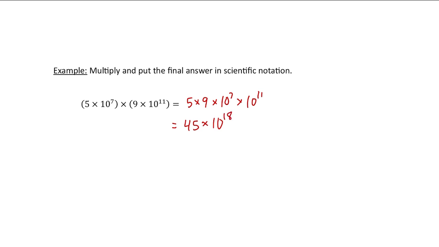And we're almost done, but that's not in scientific notation because 45 is not between 1 and 10. So we need to rewrite this as 4.5 times 10 to the, it'd be 10 to the 19th now. Okay, so that's written in scientific notation.